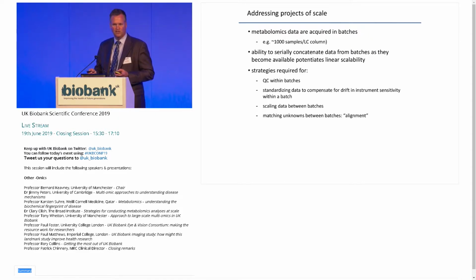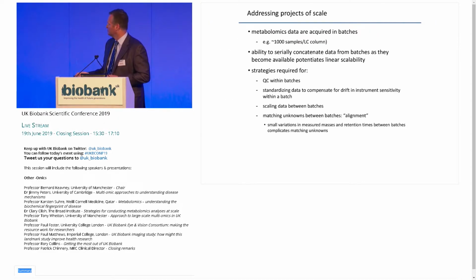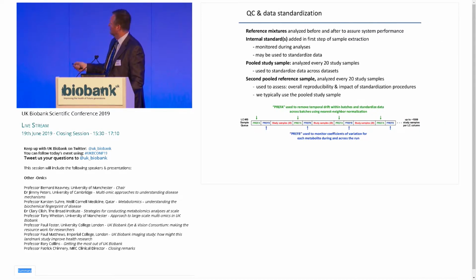These metabolites that you don't know the names of, you don't have standards for, you just have measured masses and retention times. And from batch to batch, there's small variations in mass and retention time that complicate aligning these features, because you may have lists of 10,000 unknowns, and you can make mismatches. So the first thing is to do QC and data standardization.